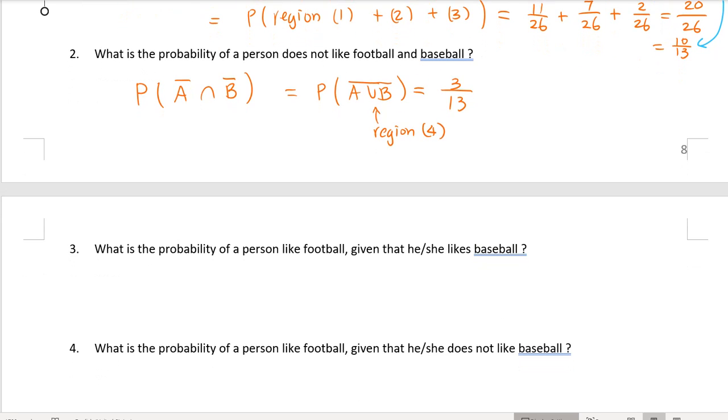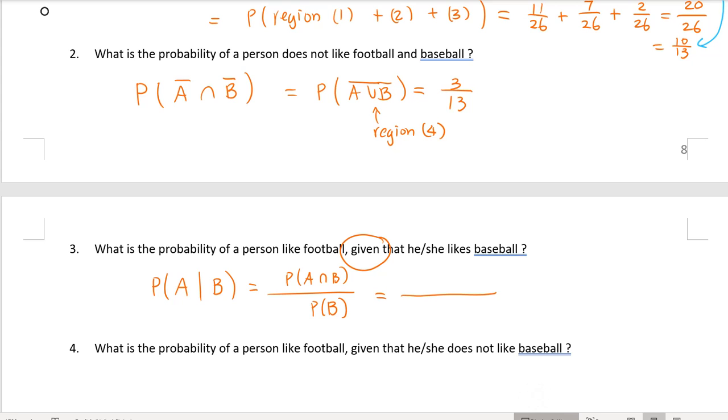Okay, let's continue. What is the probability of a person liking football, given that he or she likes baseball? Okay, let's see. So liking football, that's A, given that he or she likes baseball, baseball is B. Okay, this is a conditional probability. Whenever you see the word given, it means this is a conditional probability. So you have this vertical line right here. And what is the conditional probability of A given B? We have both events occur, given that B has already occurred. So we have P of B in the denominator.